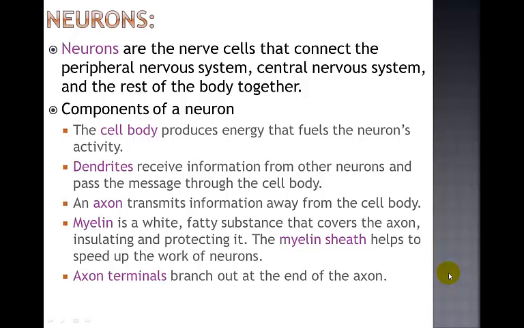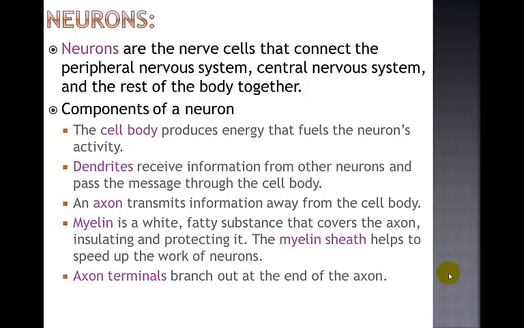Let's discuss in Learning Target 2, neurons. Neurons are the nerve systems that connect this peripheral nervous system, central nervous system, and the rest of the body together. They are what hold us together. You have billions of these in your brain alone. The components of a neuron.